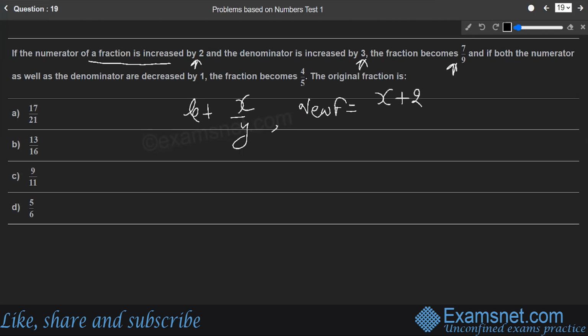Numerator increased by 2, divided by denominator increased by 3. So x plus 2 and y plus 3. This is the new fraction. He says the fraction is equal to 7 by 9. So this is what is being made.